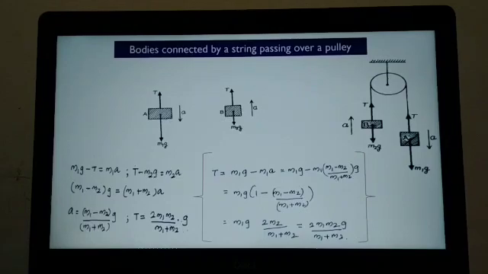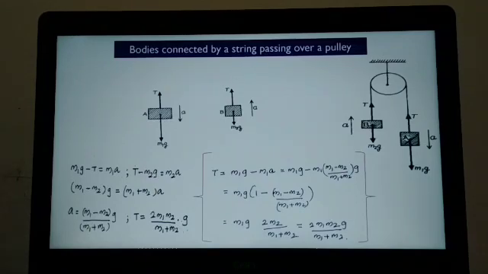See, we have two bodies, B and A. B is having the mass m2 and A is having the mass m1. And m1 is greater than m2. From the diagram it is very clear that A is more massive than B. So m1 is greater than m2. Now, if you are having such a situation, obviously A will move down and B will move up. So the acceleration on B is in the upward direction and the acceleration on A will be in the downward direction.